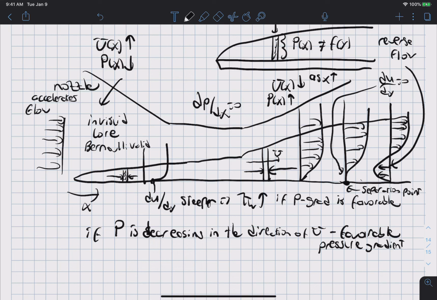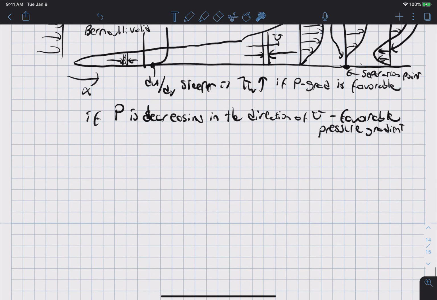Okay, and so you just need to be aware that these things occur, and that you need to contour nozzles and diffusers very smoothly to avoid these adverse effects. And in extreme scenarios, unfavorable pressure gradients can cause aerodynamic stall.